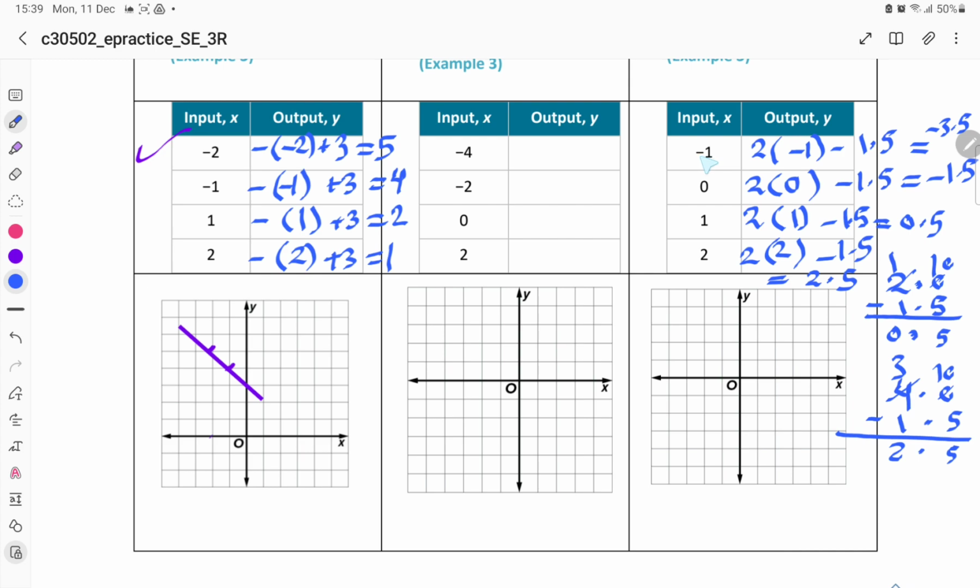Graph. x is negative 1. y is negative 3.5. x negative 1 here. y is negative 3.5. Go down 3 steps and a half. 1, 2, 3 and a half step. It's here. Another point. Let's see. 0 and negative 1.5. x is 0. y is negative 1.5. Where is x is 0? Here. Where is y is negative 1.5? Negative 1 and a half. I got the second point, and you can simply match these 2 points.